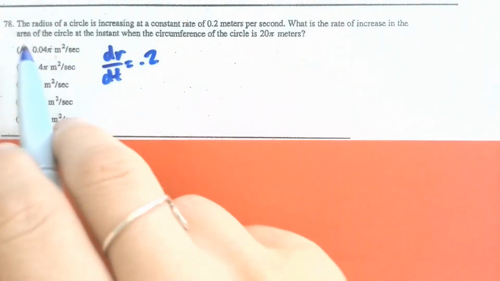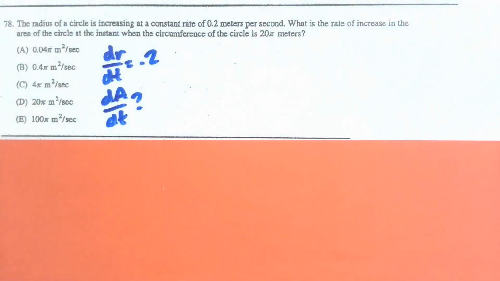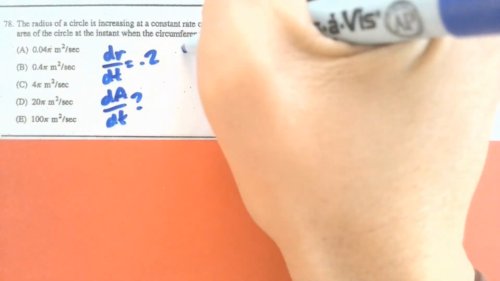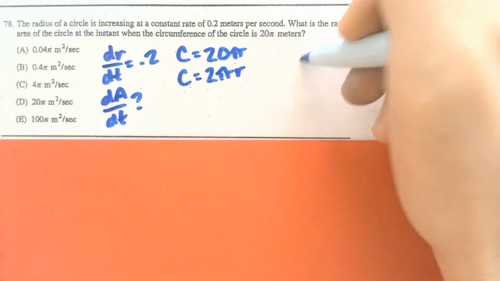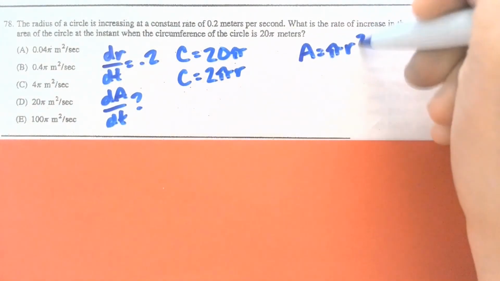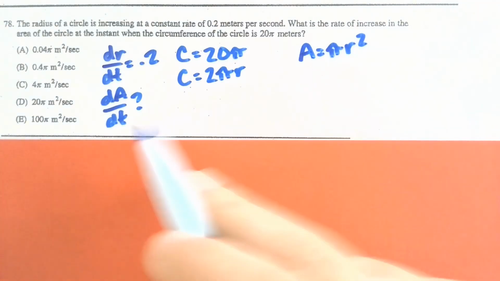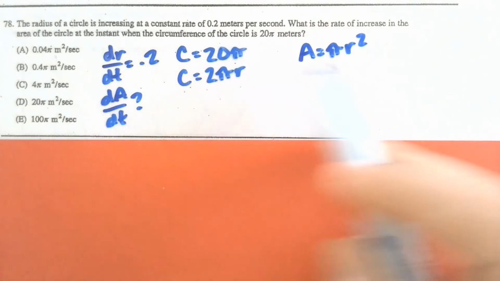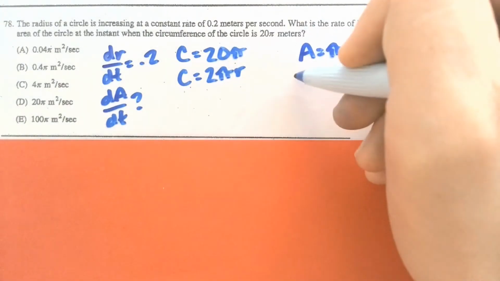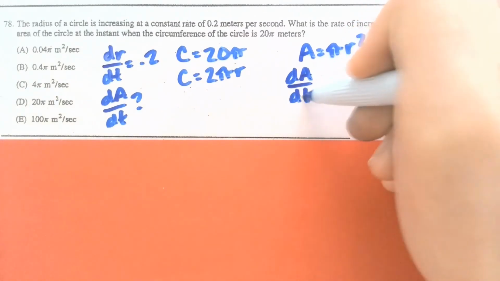It wants to know the rate of increase of the area, so dA/dt is what we're looking for. And then they also tell us the condition is when the circumference is 20 pi. So I'm also going to have to add in my knowledge of circumference being 2 pi r. So if I think through the area of a circle and taking the derivative, my only variables will be dA/dt, which I'm looking for, I'll have the radius, which I can solve for using this, and then dr/dt, which I'm given. So I'm okay to go ahead and take the derivative.